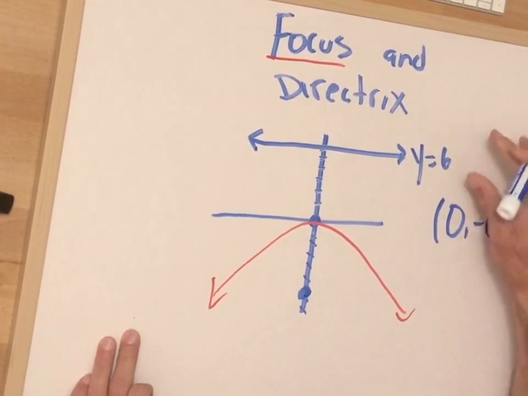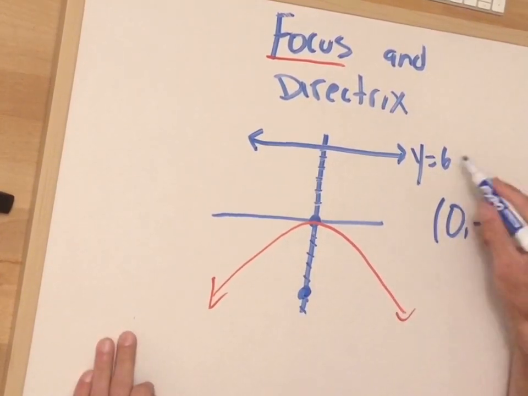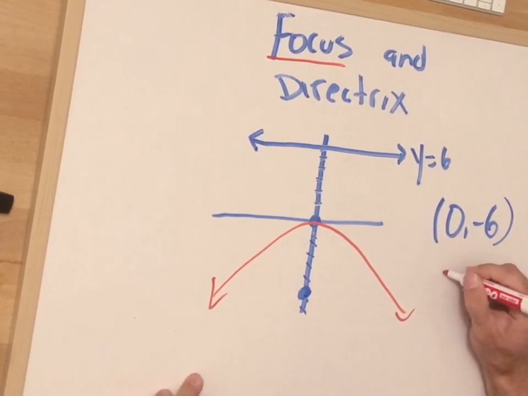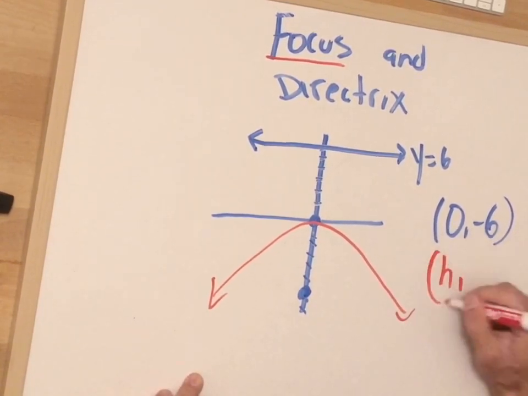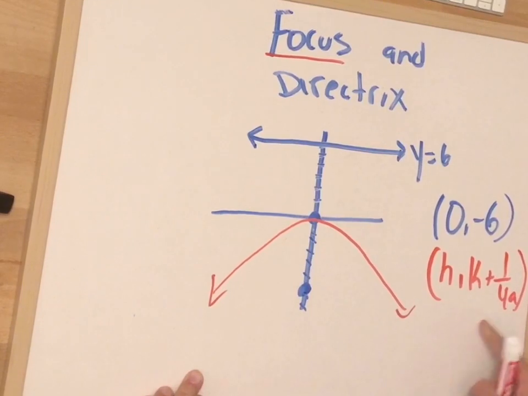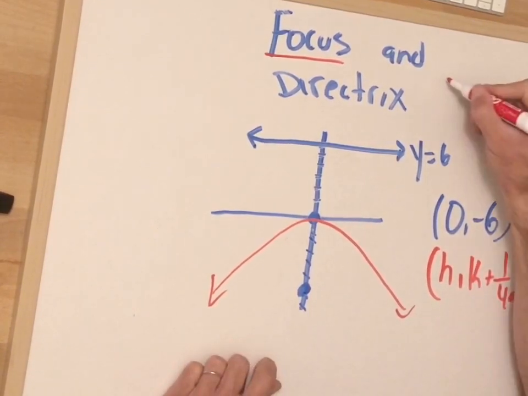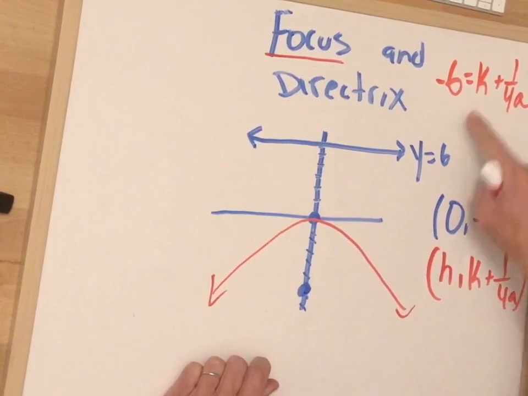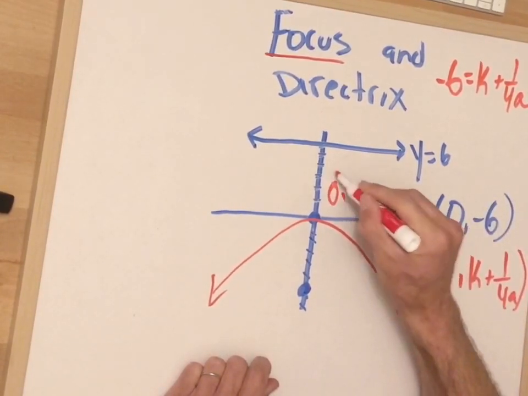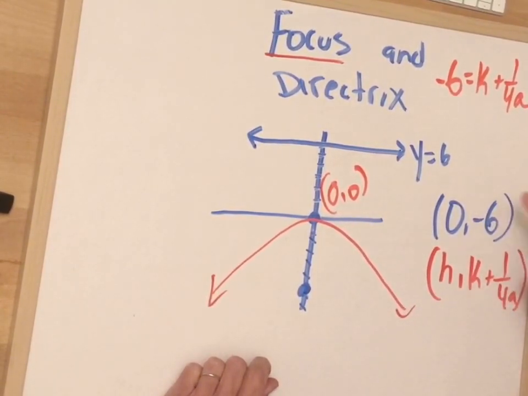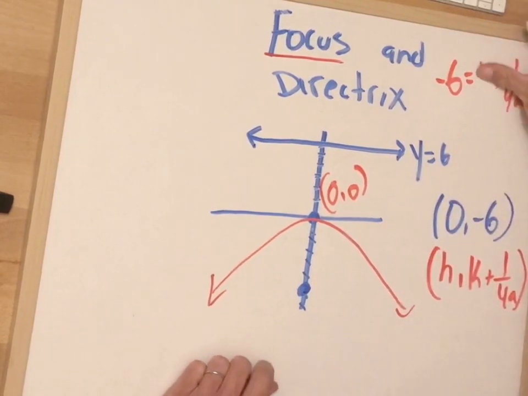Now the reason why this is important is because if you remember the equation for your focus point, it was h, k plus 1 over 4a. I know this equals negative 6. I'm going to go ahead and write that. Negative 6 equals k plus 1 over 4a. I know my k is 0 because what's my vertex? 0, 0. This is your h, and this is your k. So my k is 0, so I don't need it.